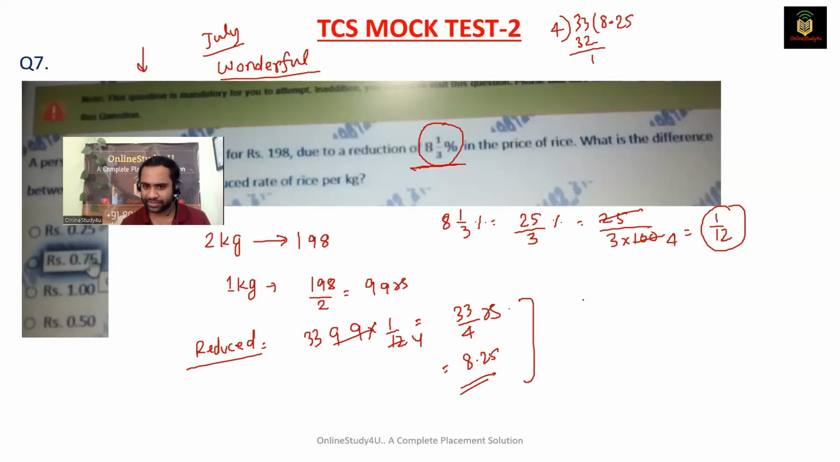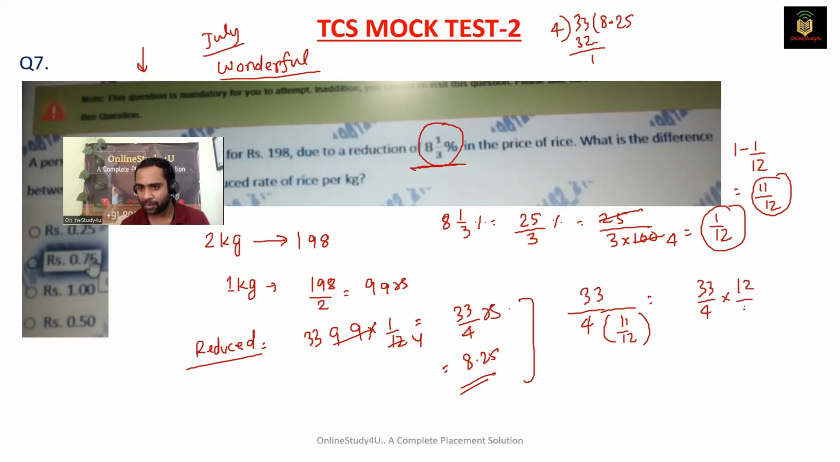Okay, now what is the original price? So 33 by 4, and here it is 1 by 12, right? So you need to subtract from 1, so it will become 11 by 12. Basically you have to divide it by 11 by 12. So 33 by 4, and 12 will go up and 11 will come down. So this is 3 times, and this is 3 times, so this is 9. Now the reduced price is 8.25 and the original price is 9. If we subtract, it will become 0.75.